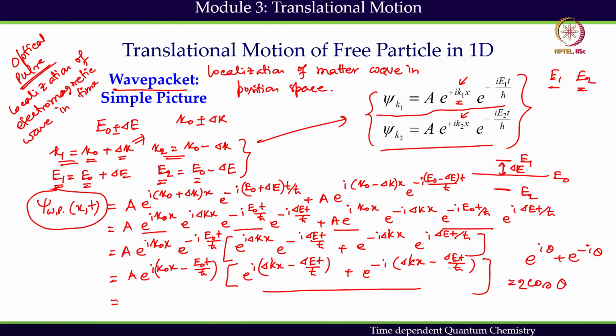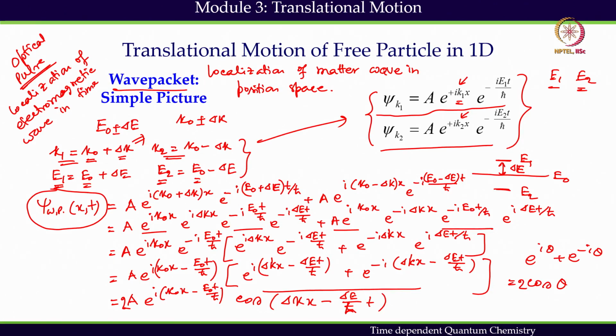So if I write it down that way, the final form of the wave packet, I get e to the power i (k naught x minus E naught t by h cut), then a factor of 2 is coming here, and then cos (delta k x minus delta E by h cut t). This is the final form of the wave packet.